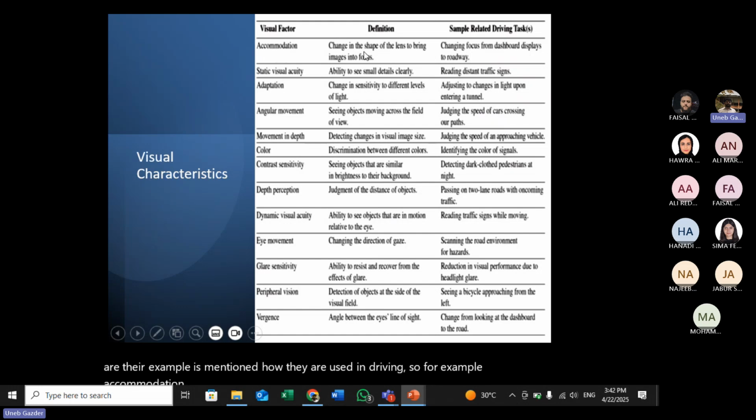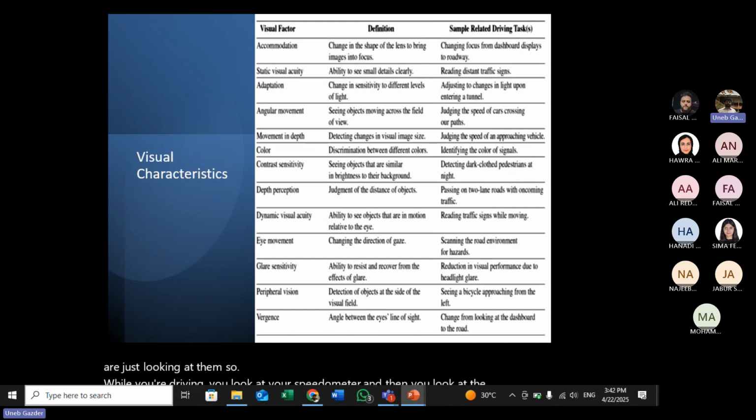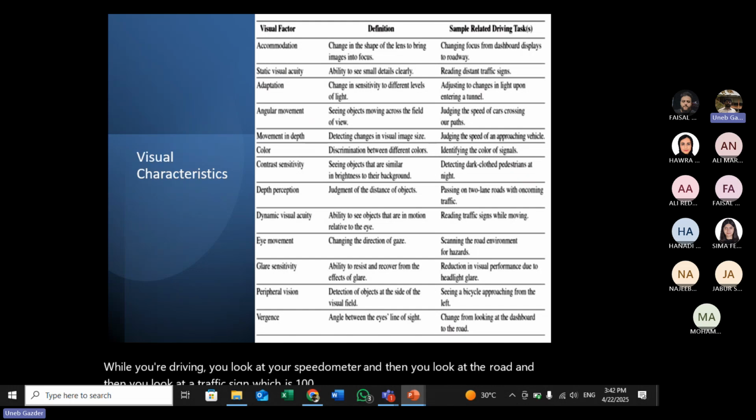So for example, accommodation. When you're looking at things at different distances, your eyes need to refocus like the camera of your phone or like a normal camera. This refocusing happens automatically. Alhamdulillah, all these things happen automatically. While you're driving, you look at your speedometer, then you look at the road, and then you look at a traffic sign which is 100 meters away. When you're looking at all these things, your eyes need to refocus for the distance. This is called accommodation.